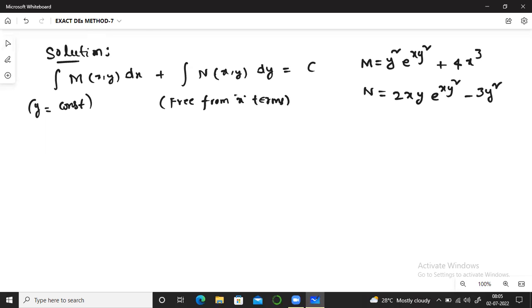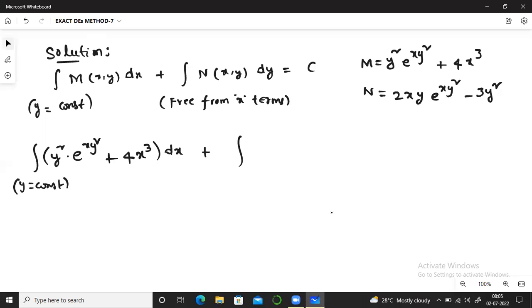So the integral of M dx means the integral of y² into e^(xy²) plus 4x³ dx, plus, remember you have to treat y as constant. Every time you have to write this so that you will remember, otherwise you will land with a wrong answer. So the N term is 2xy into e^(xy²). See, if you put x equal to 0 here, this whole term becomes 0, because it should be free from x terms.